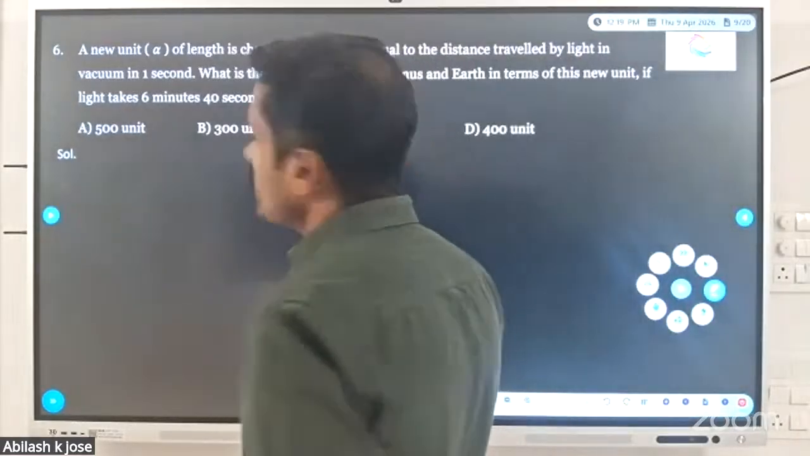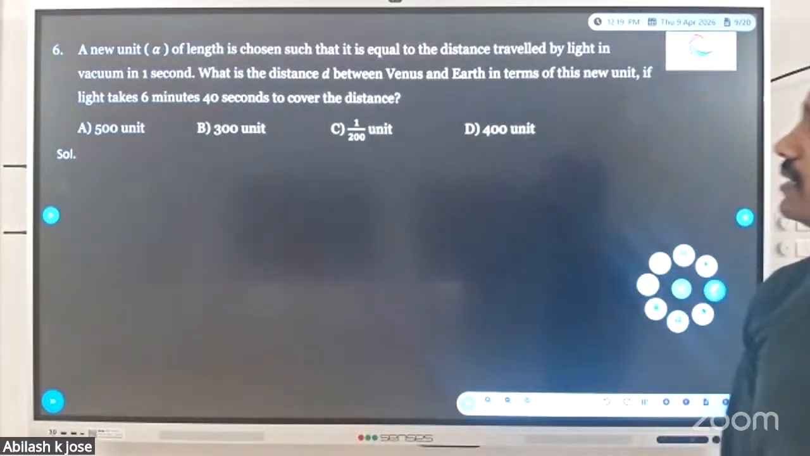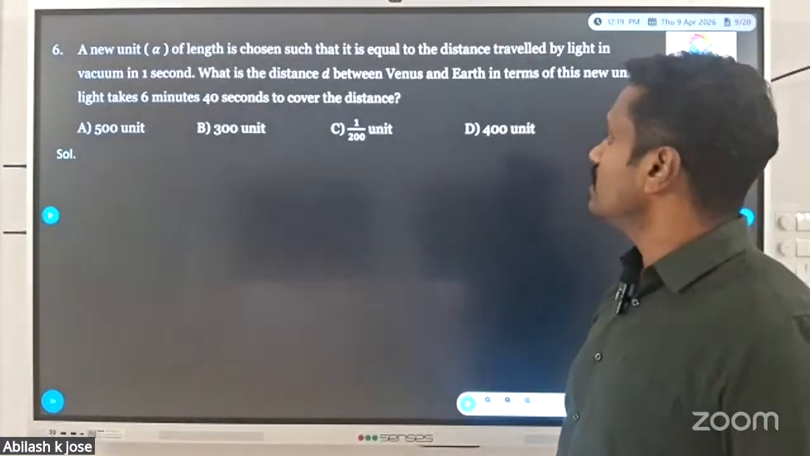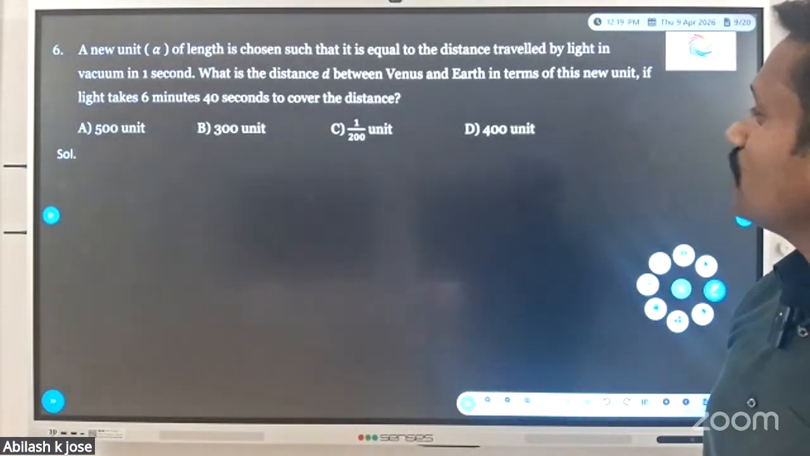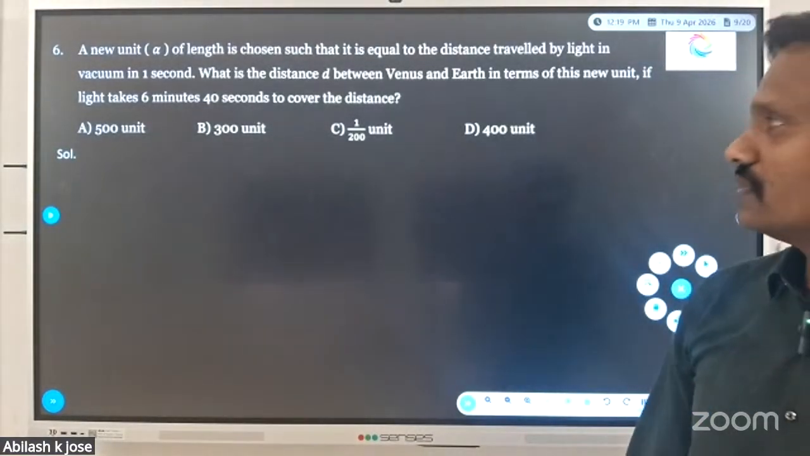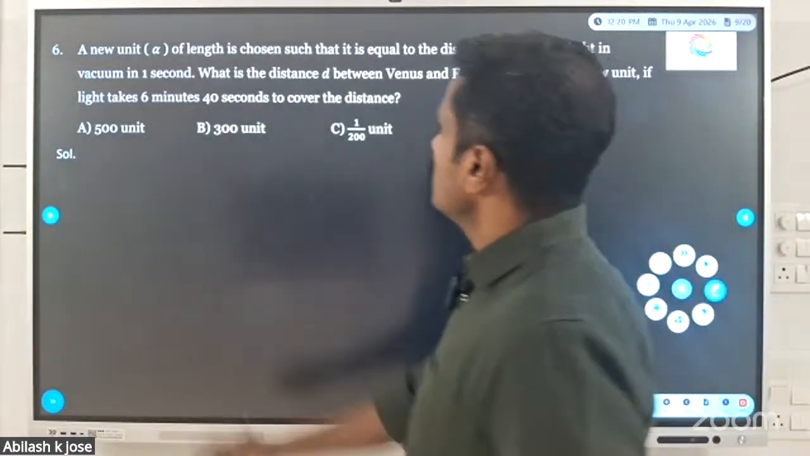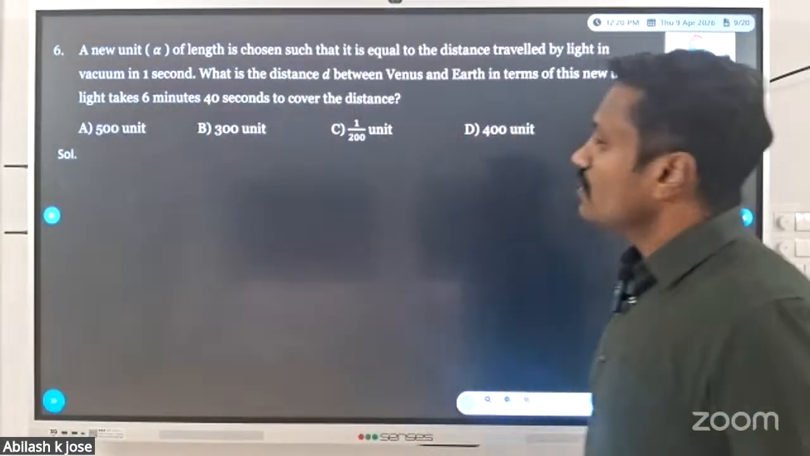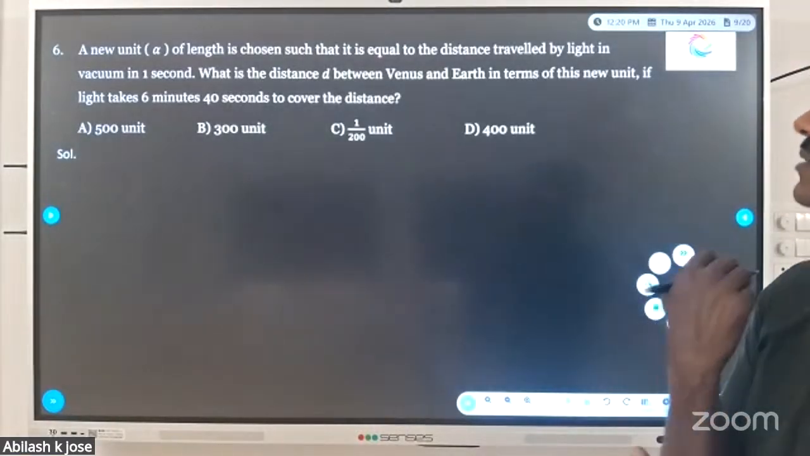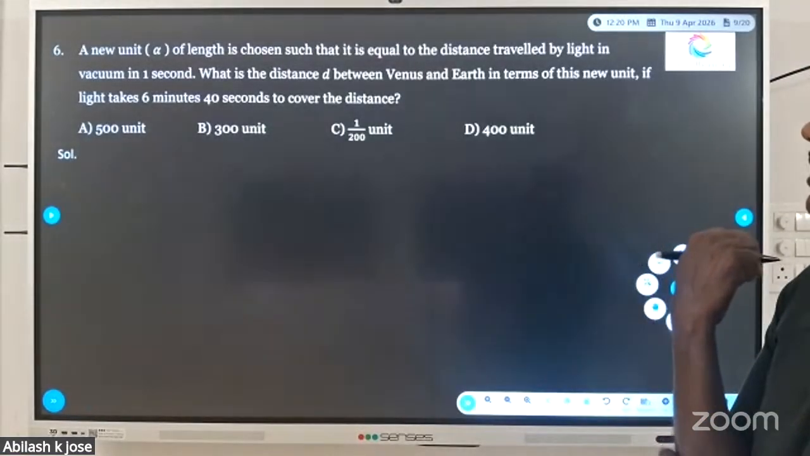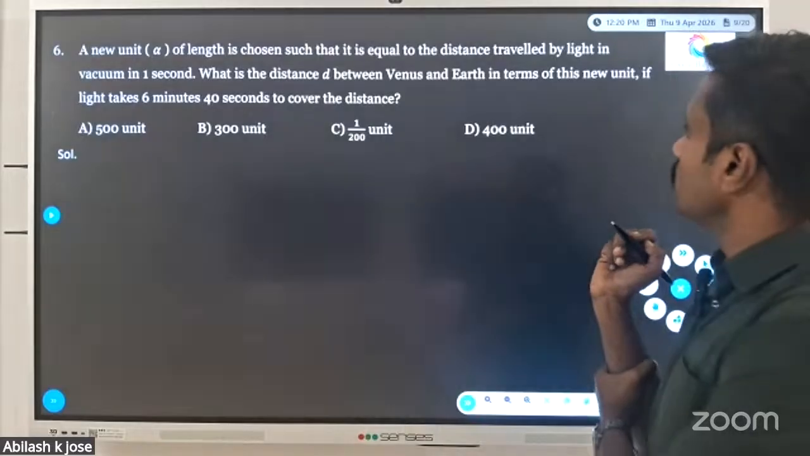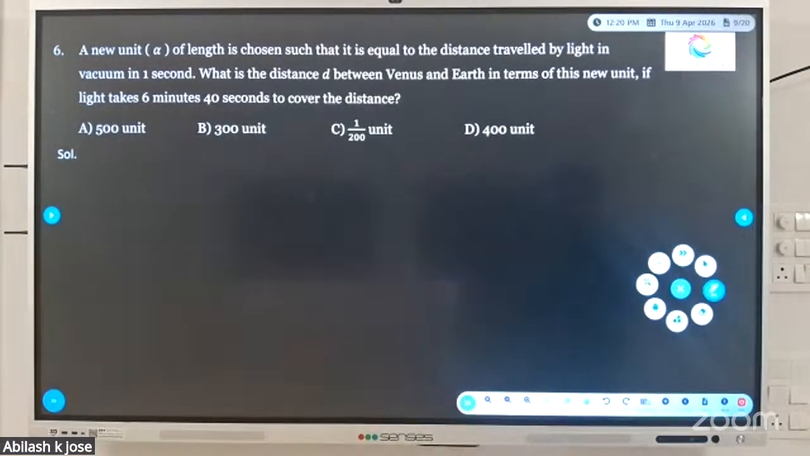In the question for units and dimensions, the new unit alpha is such that it is equal to the distance traveled by light in 1 second. That is nothing but speed, the distance traveled by light in 1 second, which is nothing but c, the speed of 3 into 10 to the power 8 meters. What is the distance d between us and earth in terms of this new unit?